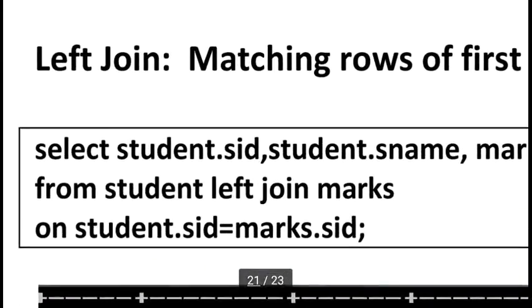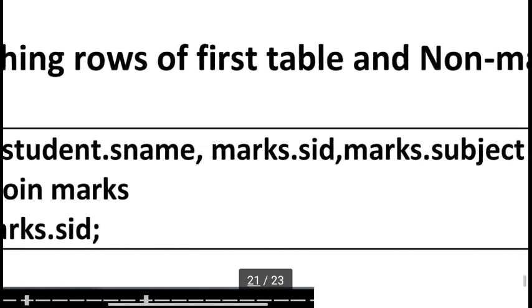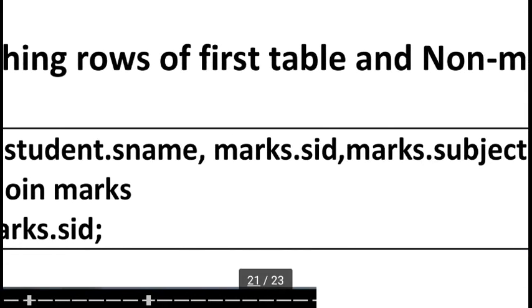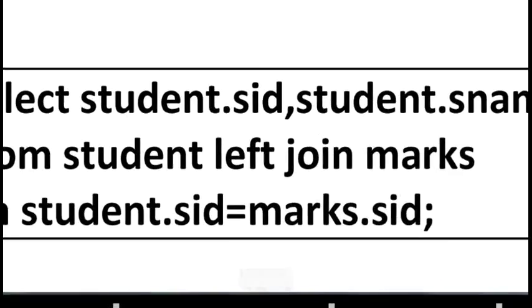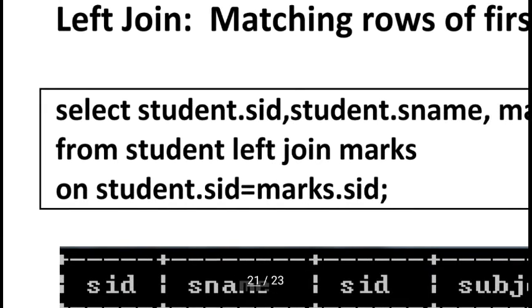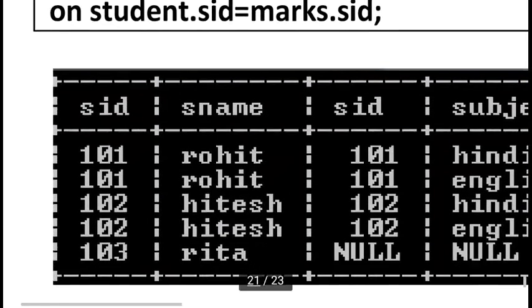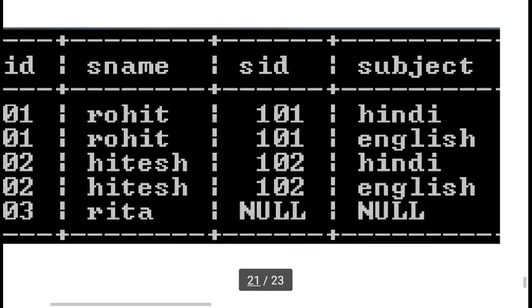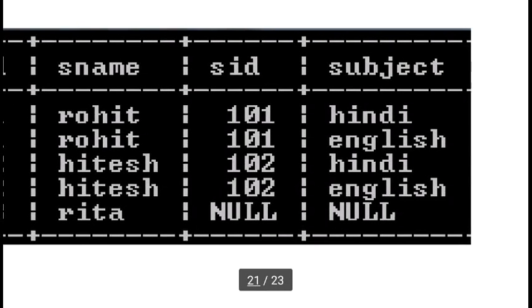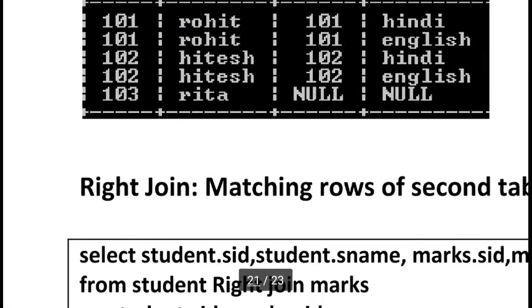The simple thing is select student.sid, student.sname, marks.sid. We can select columns of our choice, and from student left join marks. This part is important: on student.sid equals marks.sid for matching, but the result is according to the left table. So 103 will show, but 103 is not available in the right table marks, so it will show blank.